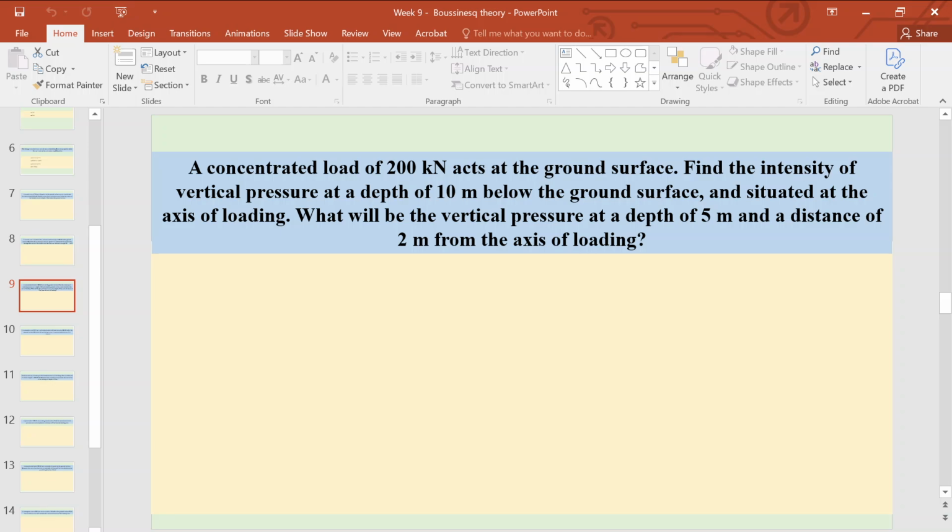Okay, so I repeat the question. A concentrated load of 200 kilonewton acts at the ground surface. Find the intensity of vertical pressure at a depth of 10 meter below the ground surface and situated at the axis of loading. What will be the vertical pressure at a depth of 5 meter and at a distance of 2 meter from the axis of loading?